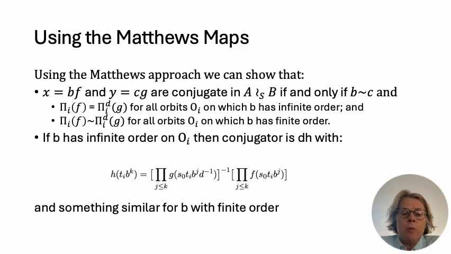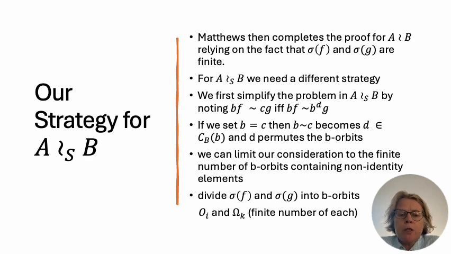If the orbit orders are finite, then the two elements must be conjugate. And actually, that result also gives us a way of defining a conjugator for X and Y. For the standard Wreath product, Matthews shows that this gets you pretty much all the way there just by relying on the fact that the support of F and G is finite. But for the permutational Wreath product, we need a different strategy.